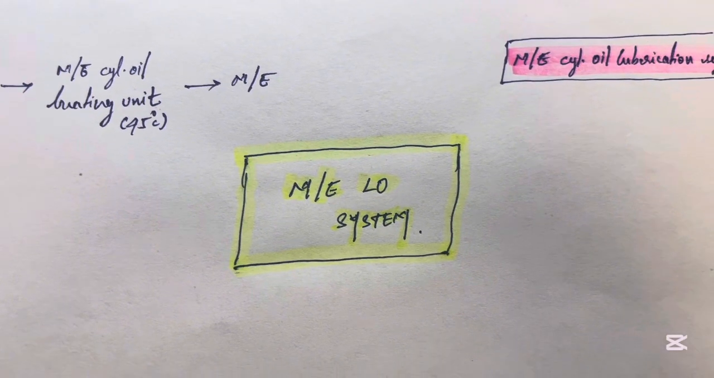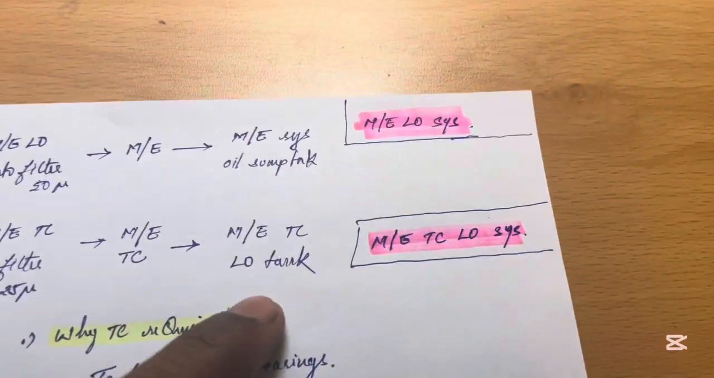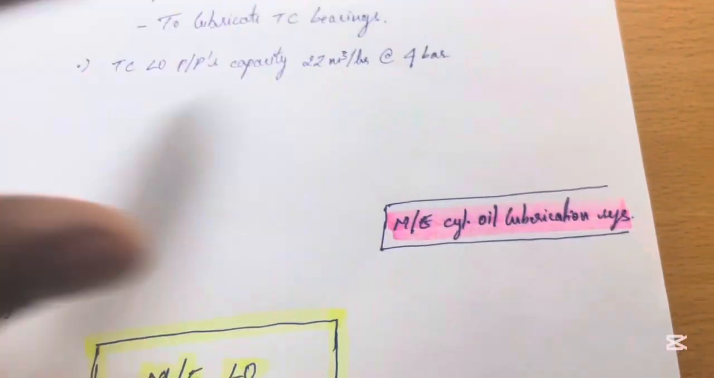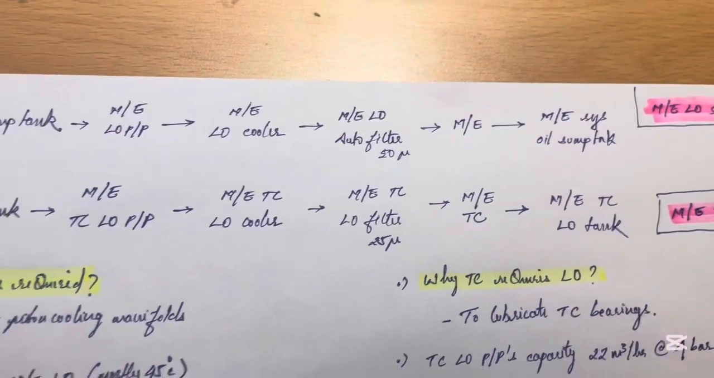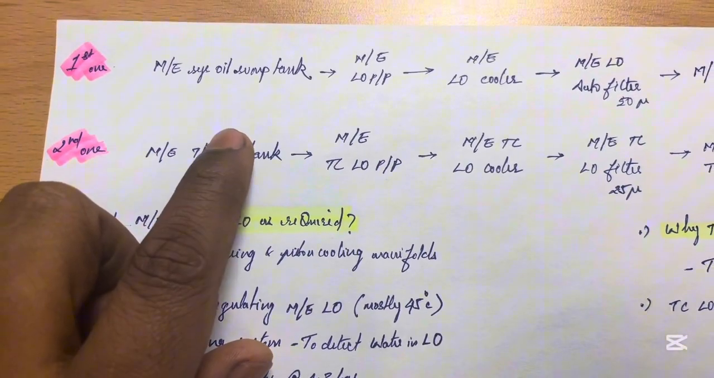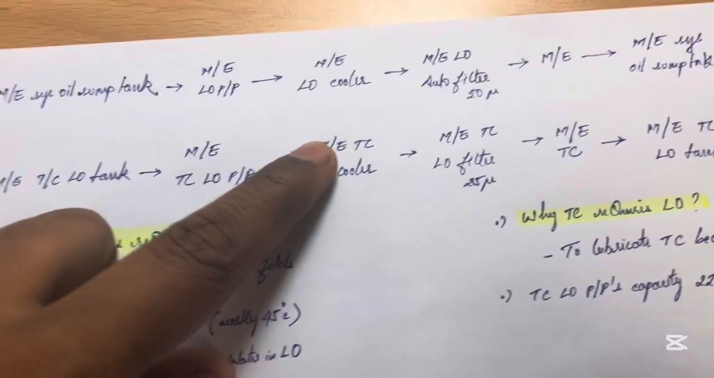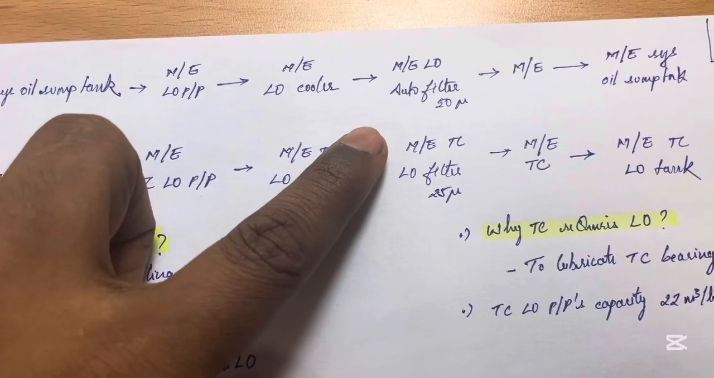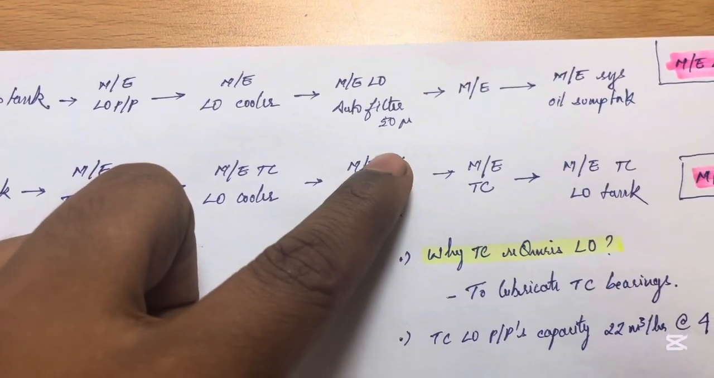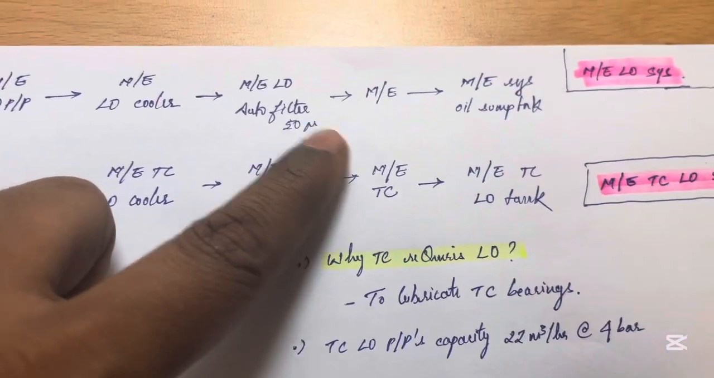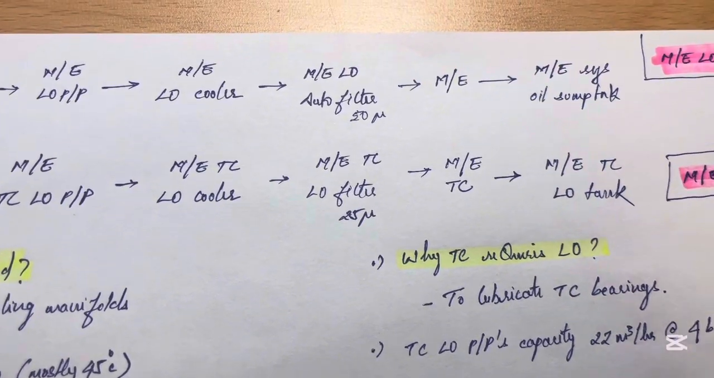And while talking about the main engine lube oil system, as I told you in the short note, we have three systems: the main engine lube oil system, the main engine turbocharger lube oil system, and the main engine cylinder oil lubrication system. Let's check in detail the main engine lube oil system. Basically, from the main engine system oil sump tank, through a lube oil pump, it is passed to a lube oil cooler, and from the cooler it passes through a 50 micron filter, and from there it goes to the main engine, and from the main engine back to the main engine system lube oil sump tank.